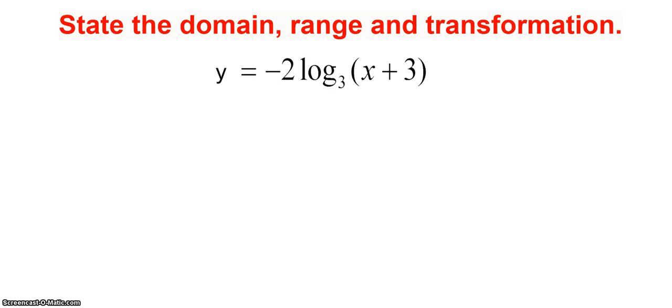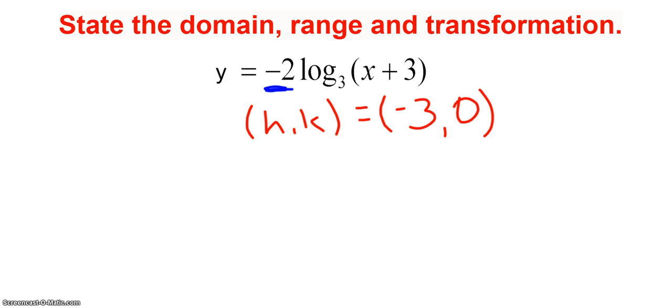Alright, next one. y equals -2 log base 3 of x plus 3. So this one, we added in this little a value right here, which we haven't really had yet, but we'll get there in a second. So the first thing we need to do is our h, k. Our h is going to be the opposite of +3, so it's going to be -3. Nothing added, so it would be (-3, 0).